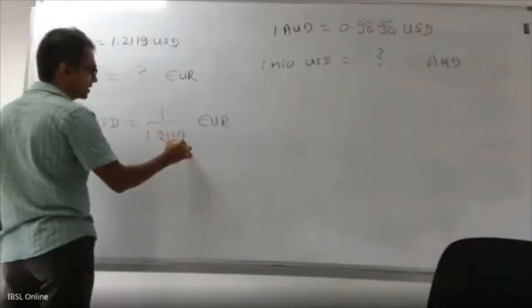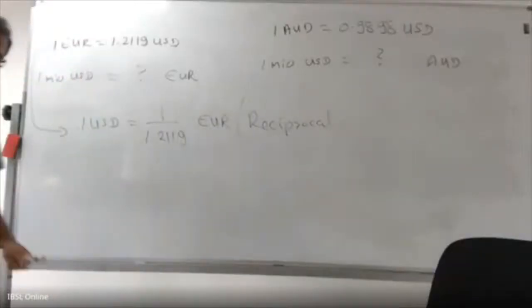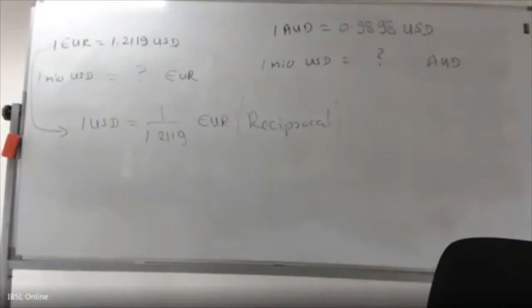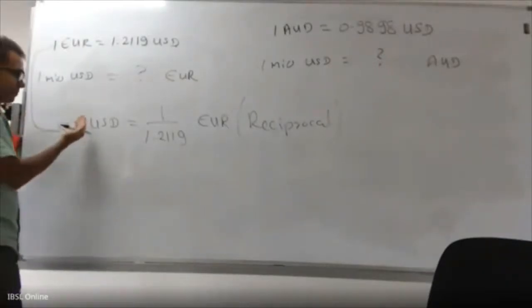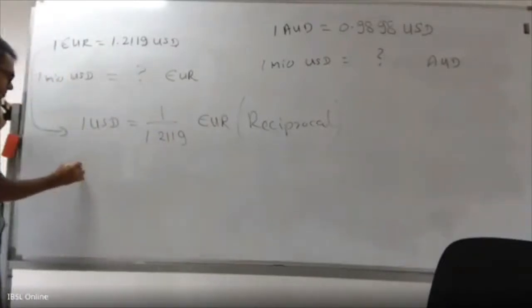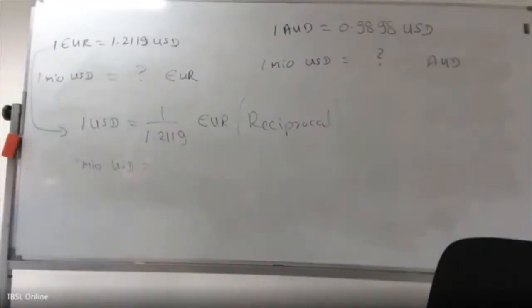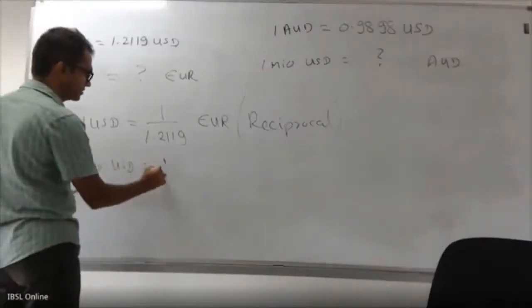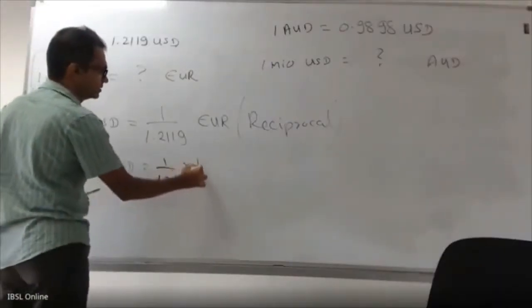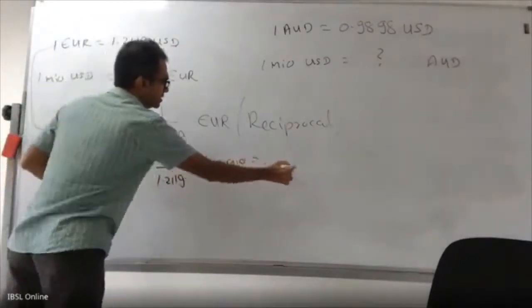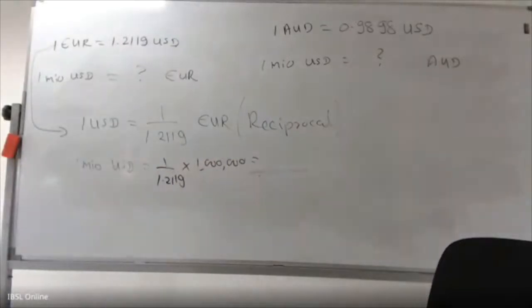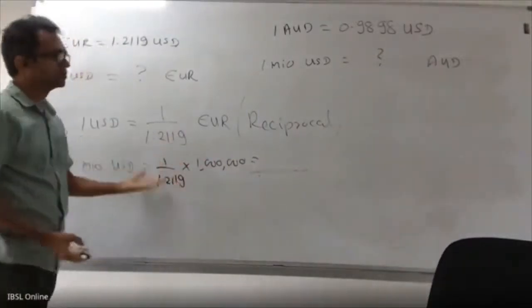So that euro amount is multiplied by 1.2119. What is this? That is the euro amount. That's what we learned, reciprocal. Now you know the value of $1 in terms of euro. Then what's the value of $1 million in euros? You multiply that by 1 million. So it's basically 1 million divided by 1.2119.